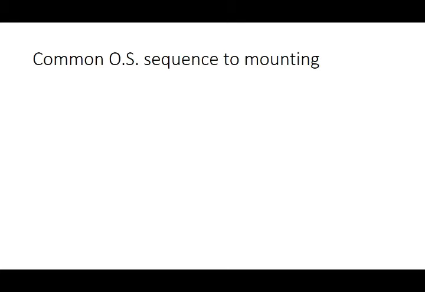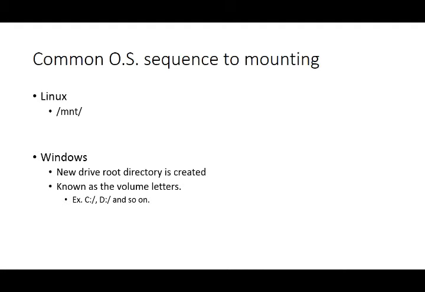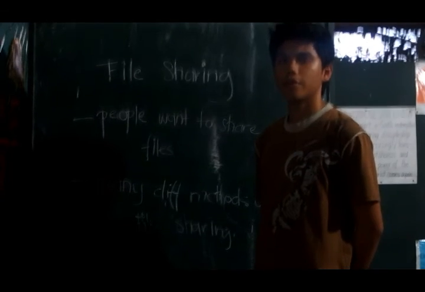Various operating systems implement it in different ways. Linux uses the /mnt directory to accept mounting of new partitions. Then in Windows, a new drive root directory is created. It is commonly known as the volume letters, like the C or D directory.